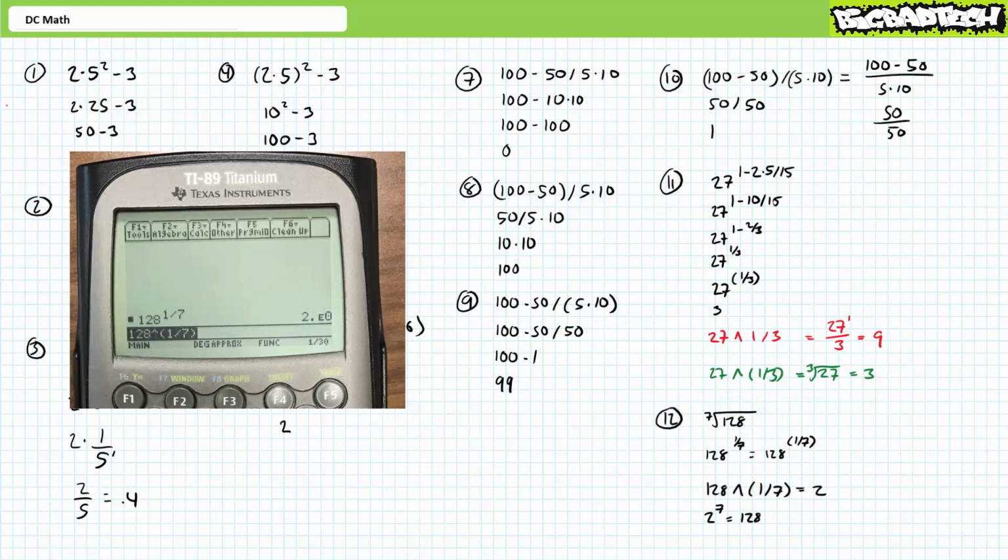Lastly, we're asked to solve for the 7th root of 128, meaning what number times itself 7 times yields 128. The easiest way to do this on the scientific calculator is to raise 128 to the 1/7 power. Again, notice I'm enclosing 1/7 in parentheses. 128 caret parentheses 1 divided by 7 close parentheses equals 2. Why? Because 2 raised to the 7th power is 128.